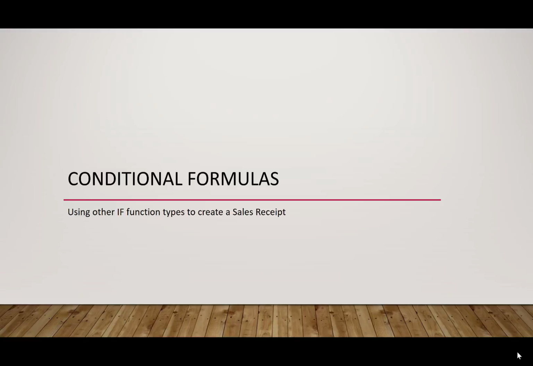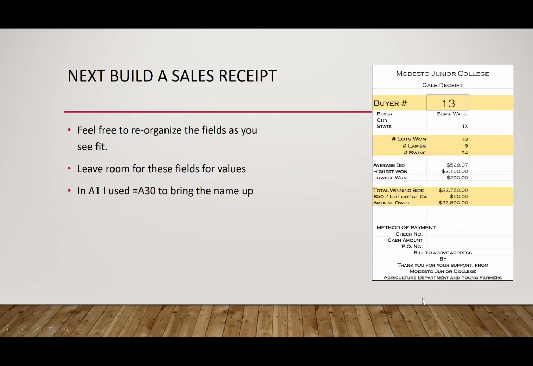Conditional formulas, using other if function types to create our sales receipt. So our next step then is to build the sales receipt. Now there are already the fields I like to use on the tab that says sales receipt. Feel free to reorganize these in a different way that makes sense. Leave room though for these values here, the buyer name, the buyer, city, state, and so forth. So you want to leave some sort of room, and then we can have the labels off to the left. You can change the orders if you want, make this into some sort of receipt, lay it out now.